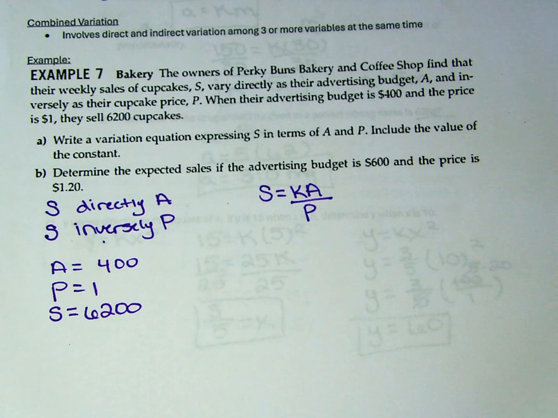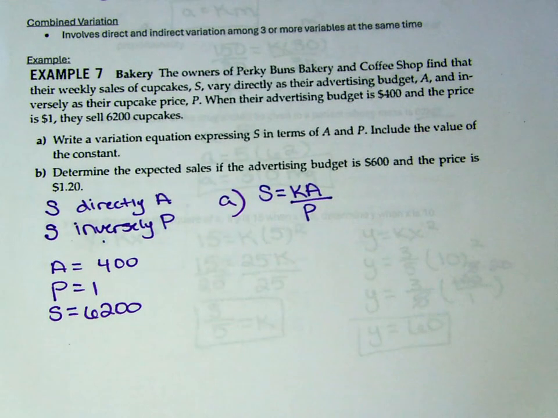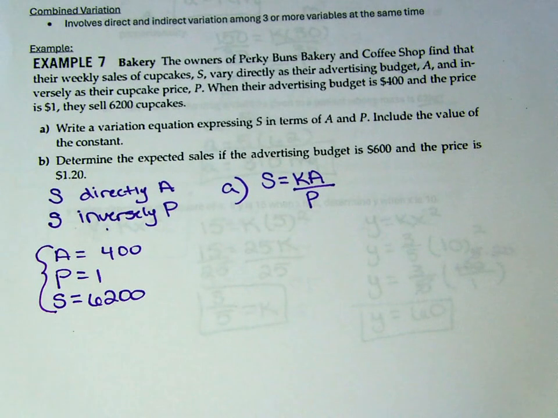This is our very general formula. We have some constant times the advertising divided by the price, which will tell us the sales of their cupcakes. And luckily, based on what they gave us for their general example, we had an A, a P, and an S. If we know A, P, and S, we can figure out that constant of proportionality. We can figure out what our K is, and that will allow us to write a nice, more specialized equation. So I'm going to do that to figure out what my K is.